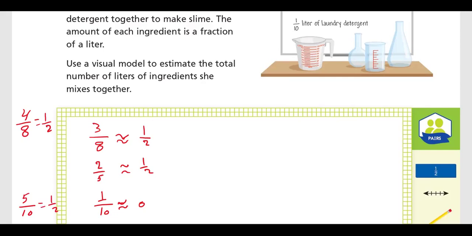So if we add them, it will be half plus half, 1 over 2 plus 1 over 2, is equal to the same denominator. Write one of them. 1 plus 1 is 2. So 2 over 2 is 1. So the answer is 1 liter. So the estimate is 1 liter.